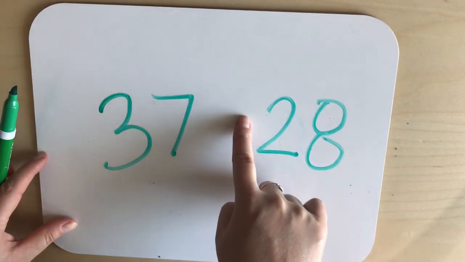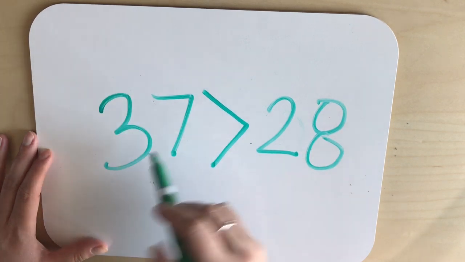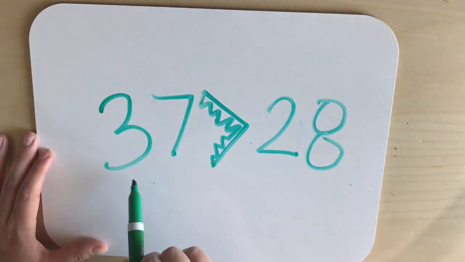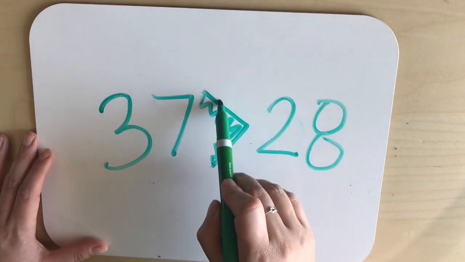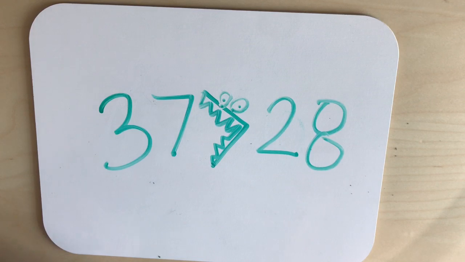I would draw it like this, right? Let me go ahead and draw it in. 37, I see that the alligator is trying to eat the bigger number. 37 is greater than 28. How do you know that 37 is greater than 28?